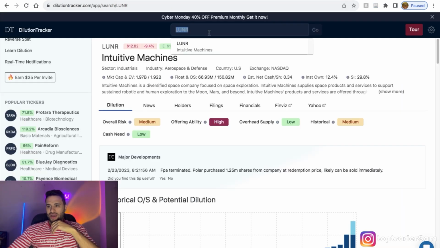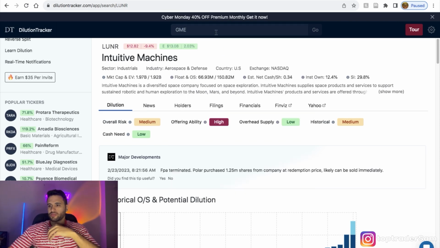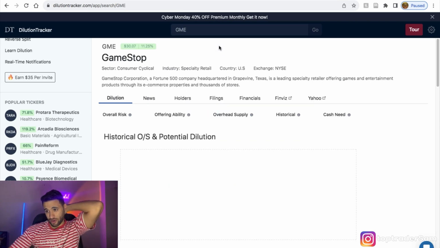Now, let's do a little bit of a financial check on GME. Does the company have money? Does the company not have money?